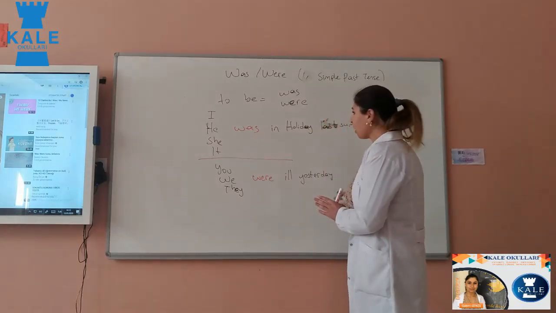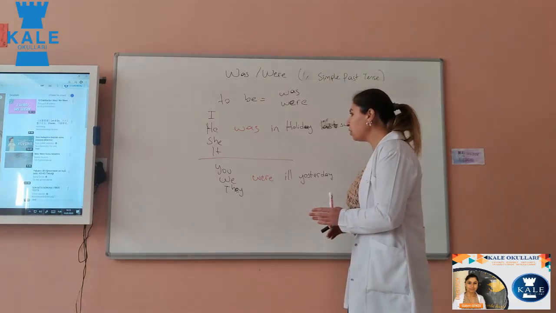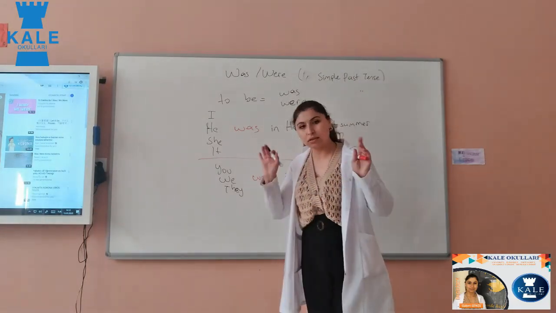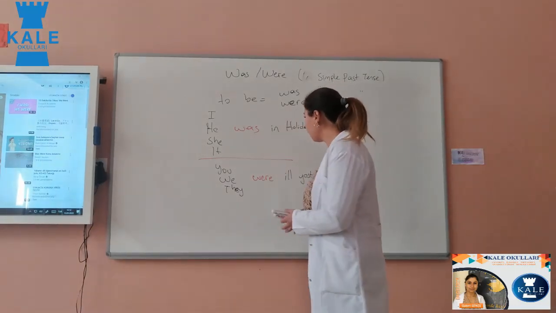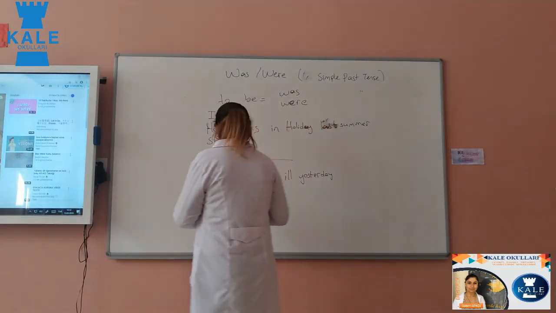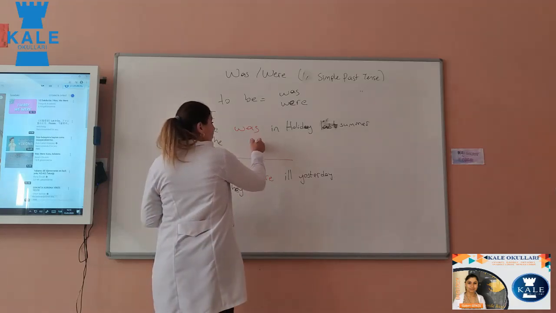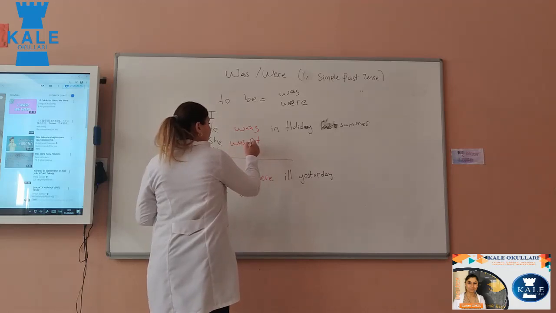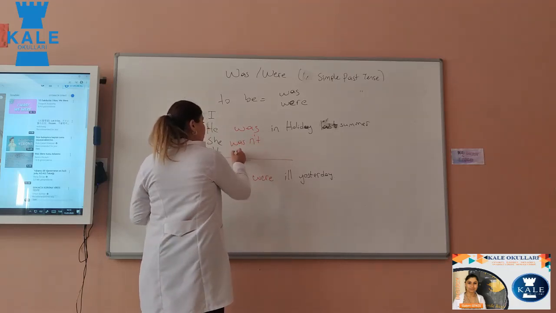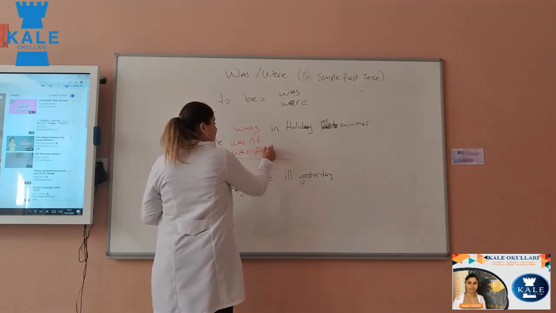At the past, now we will change to the negative. We are using not to make the sentence negative. So I will write wasn't or was not. Which one? How do you want? Was not, okay?